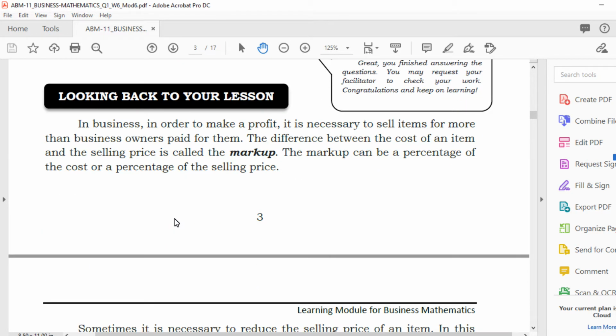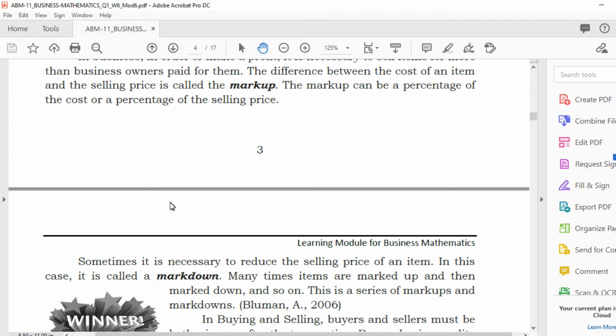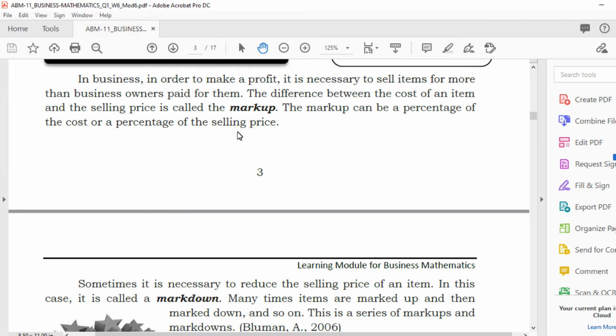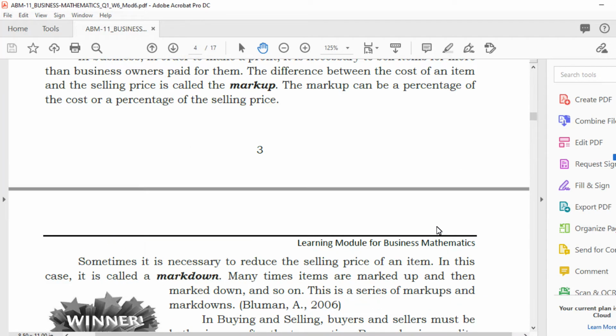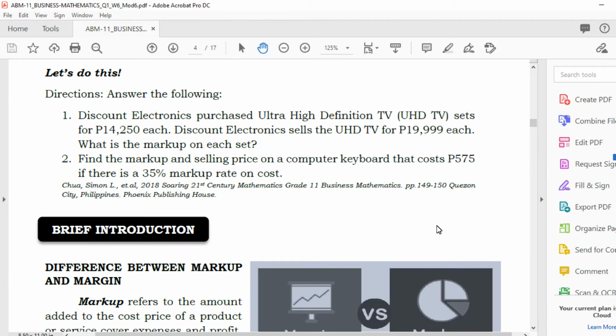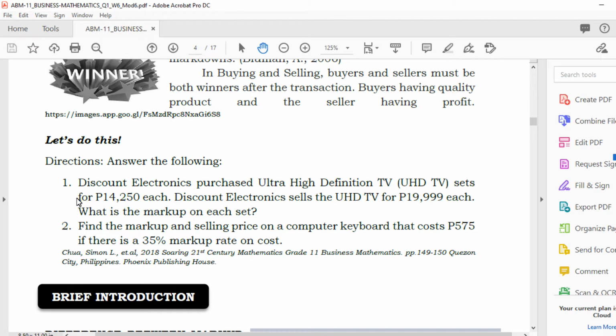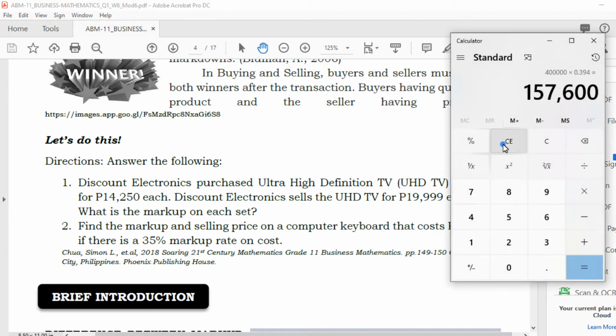So, let's give a review from the past module. Sa past module, ang pinag-aralan is the markup and the markdown. Pag sinabing markup, it is the difference between the cost of an item and the selling price. Pag markdown naman, reduce the selling price of an item. So, paano ba yung markup at markdown? For example, sa number 1.